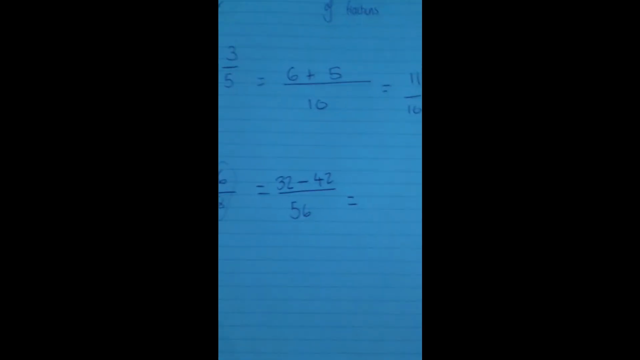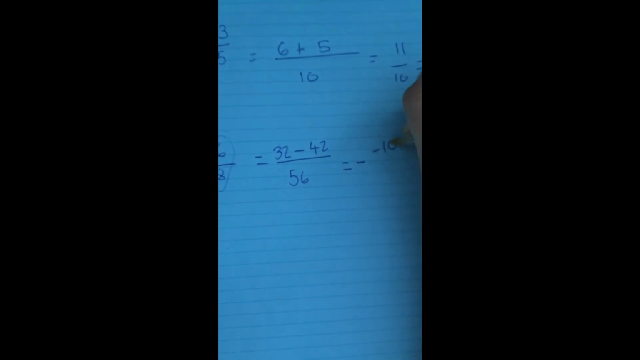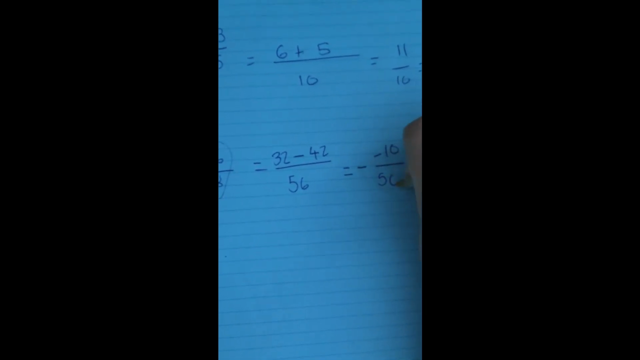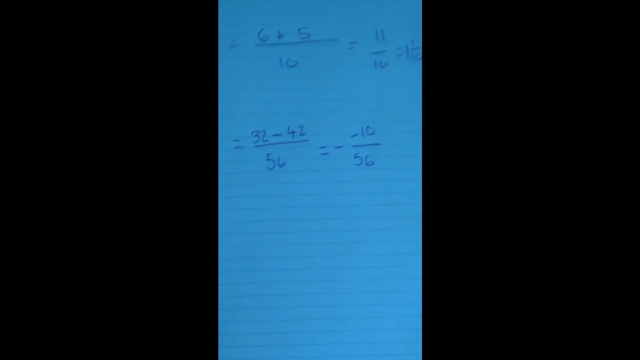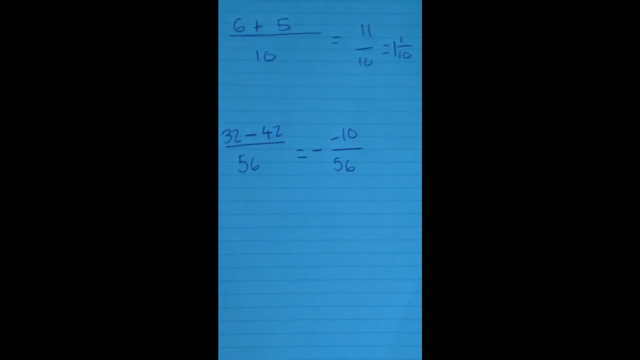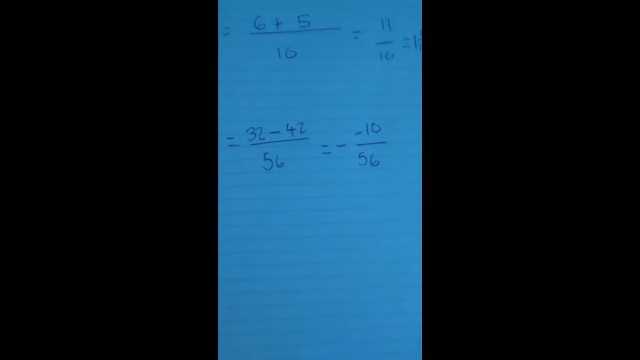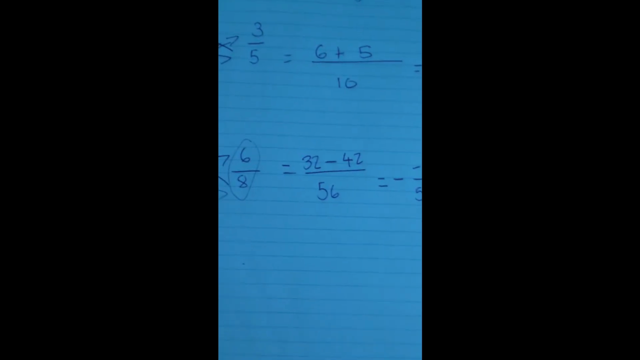Now to work this one out, it'll actually be negative, so it's minus 10 over 56. And that can be simplified down as well. And there you go, that's how you do addition and subtraction of fractions.